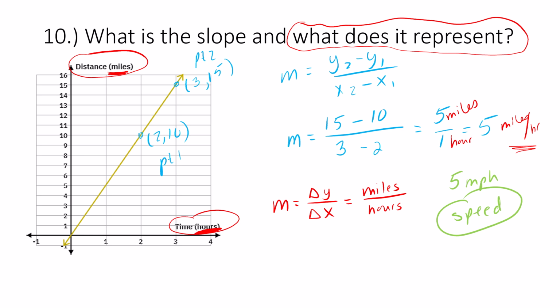When you're finding the slope of the line, you are actually finding the speed of the object. So something going 5 miles per hour could be a person running. It could be like a bicycle. It would be a little bit slow for a bicycle, but still a bicycle. Yeah. So again, the more interesting question, I think, is what does it represent? Why is slope an interesting thing?